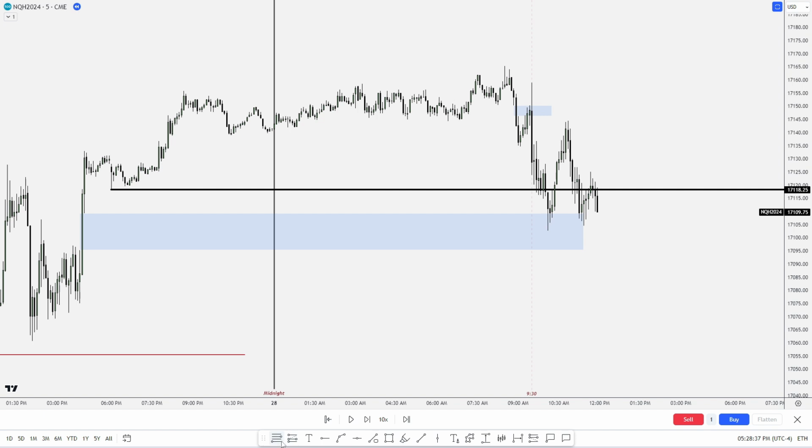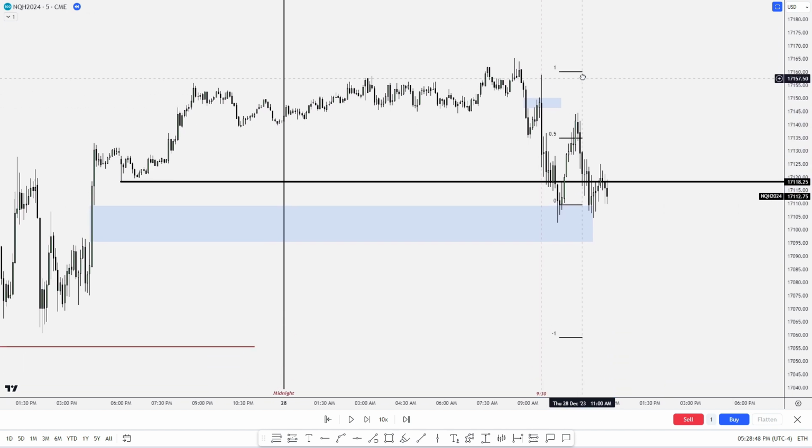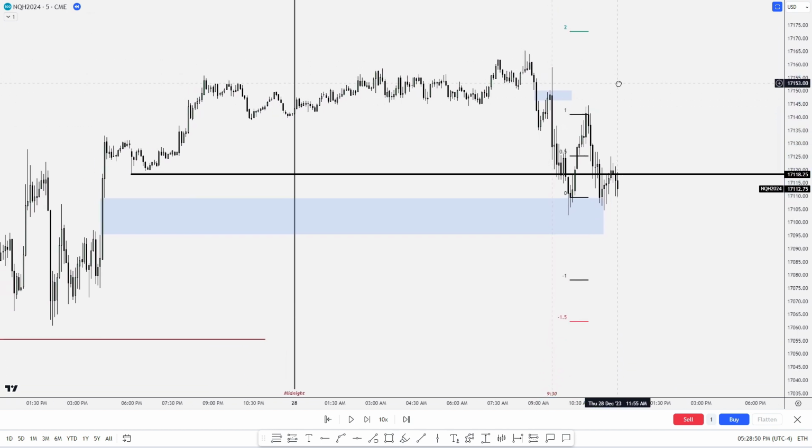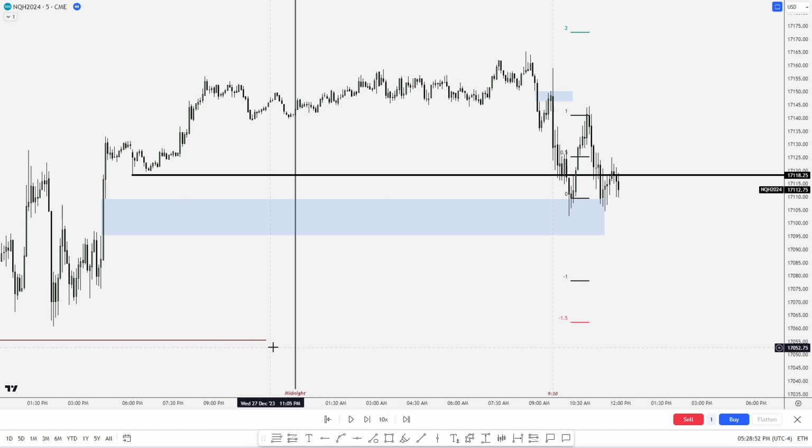Now we have a retracement. So what I would do is take this and project it down. We'll go 1.5 standard deviations. So these levels look good. Now, mind you, this is best.